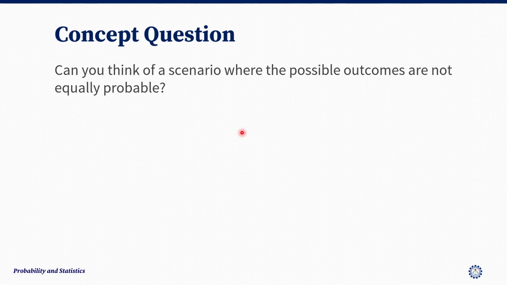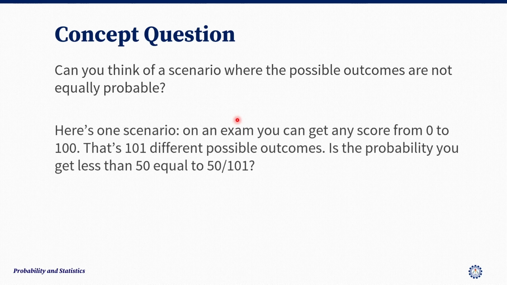Can you think of a scenario where the possible outcomes are not equally probable? Yes, there are some scenarios where the possible outcomes are not equally probable. So here's one. Let's say for instance on an exam, you can get any score from 0 to 100. That's 101 different possible outcomes, since we start with 1 to 100, that's 100 outcomes, and we add the 0 because we can get 0 on an exam: 100 plus 1 is 101 possible outcomes.